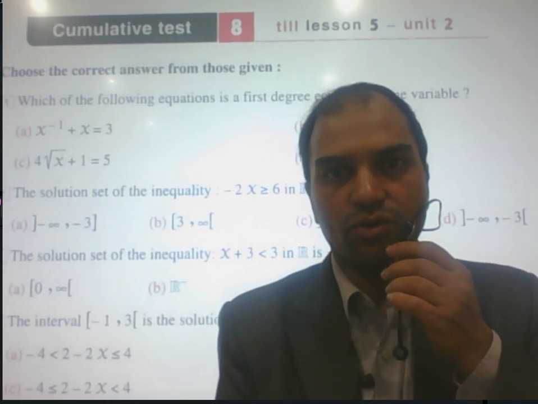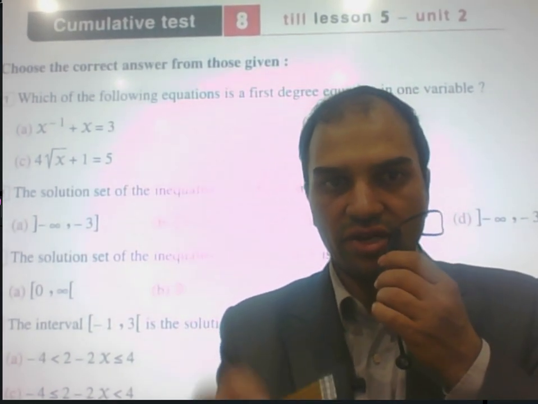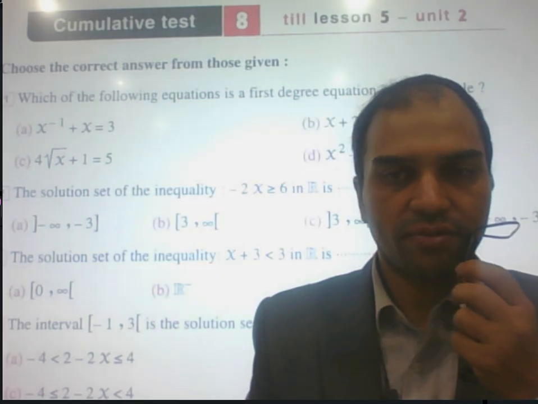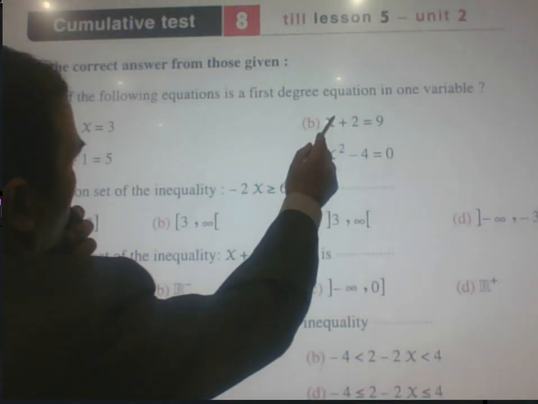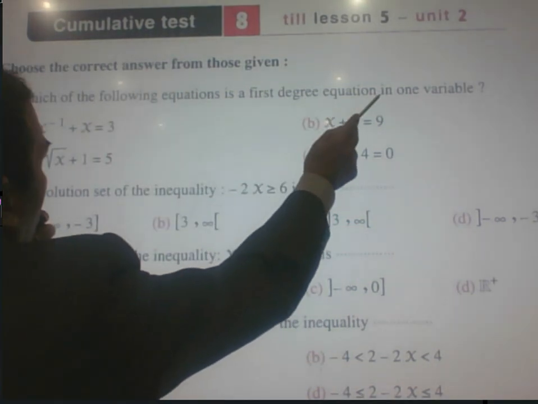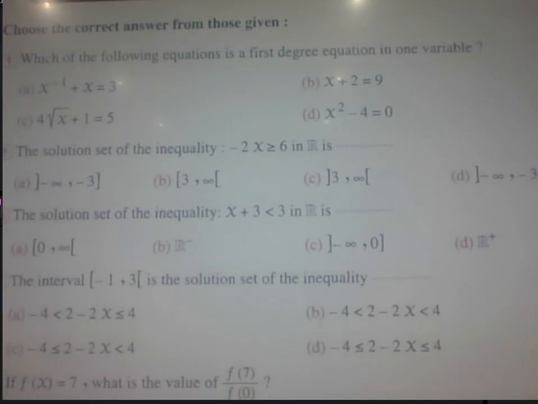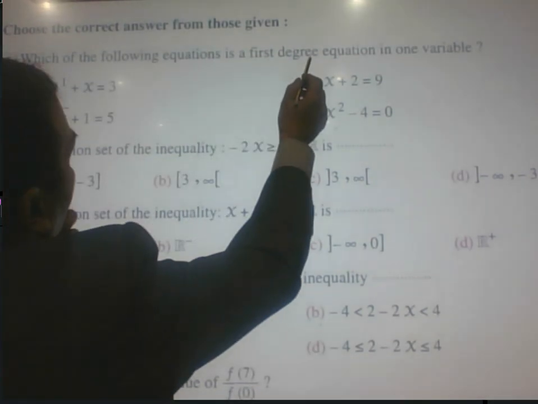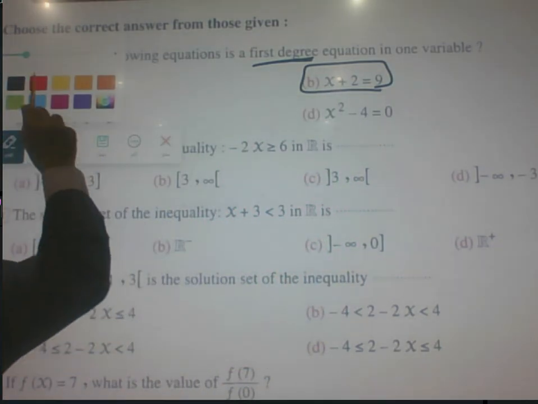Which of the following equations is first degree? Okay, first degree here means that in the variable we have x power 1. You must choose x power 1. Where? Look at here. X plus 2 is not, because we have x power 2. This one is the following here, but the first degree equation will be letter B. You must choose letter B. So the first degree equation is x plus 2 equal 9.